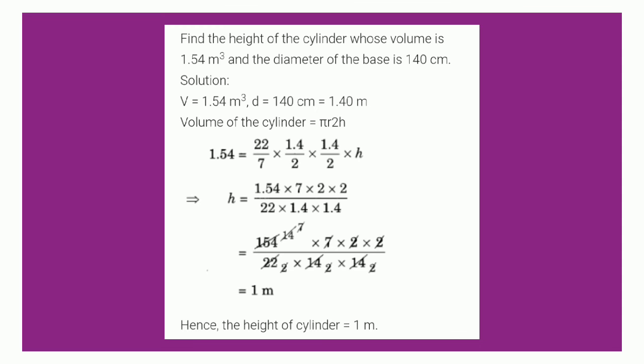Next question. Find the height of the cylinder whose volume is 1.54 meter cube and diameter of the base is 140 centimeter. So what are the given measurements? Volume of cylinder is 1.54 meter cube, and the diameter of the base is 140 centimeter. Here we have two units, one is meter cube and the second one is centimeter.